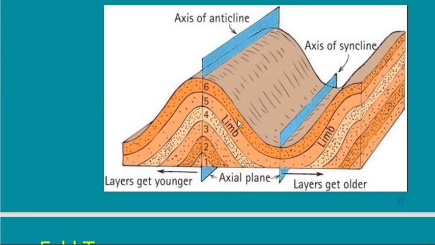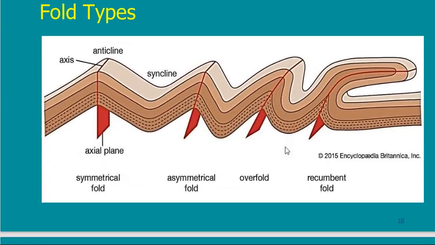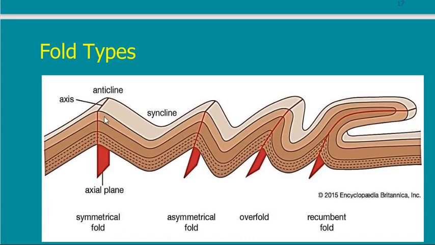Here is another photo showing the same. This is the fold. This is an upward one. This is a downward fold, and these are the layers. Of course, layer number 1 was the first to be formed, followed by 2, 3, 4, 5, and 6, and so on. This is the axis of the anticline. This is the axis of the syncline. This is just for info.